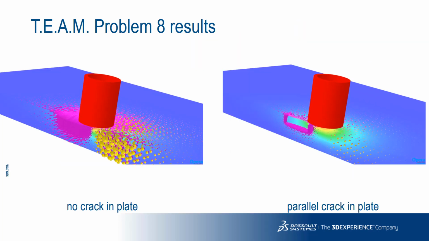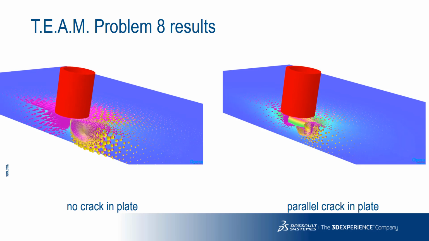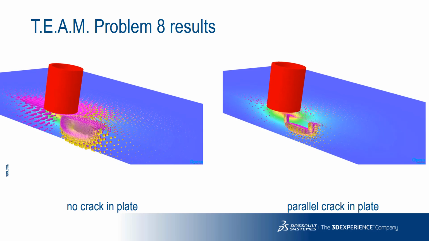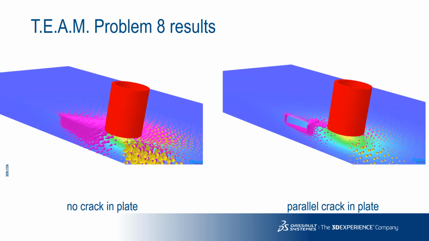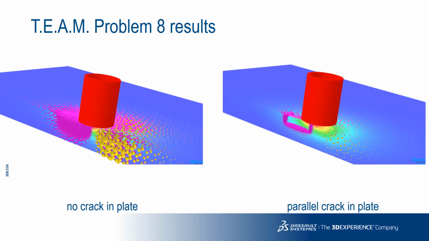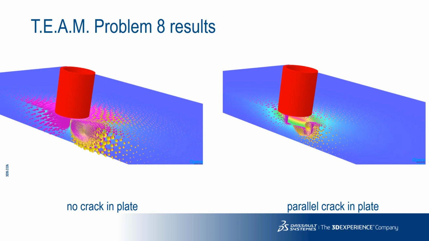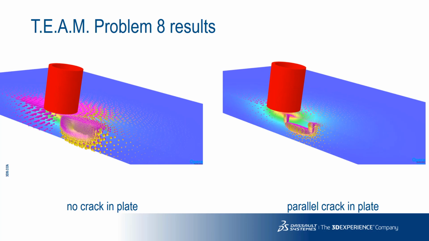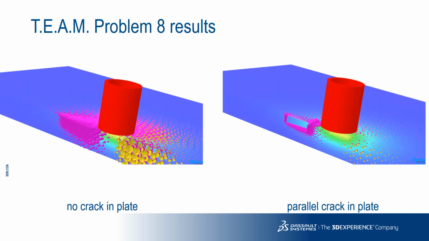Here we see the results for the different coil positions specified in T.E.A.M problem 8, for the plate with no crack and the plate with a crack parallel to the direction of motion. We're displaying contours of flux density and vectors of current density. As mentioned previously, there's no motion accounted for in the analysis. We're merely solving multiple cases with a coil in different positions, so there are no eddy currents induced by motion effects in this case.